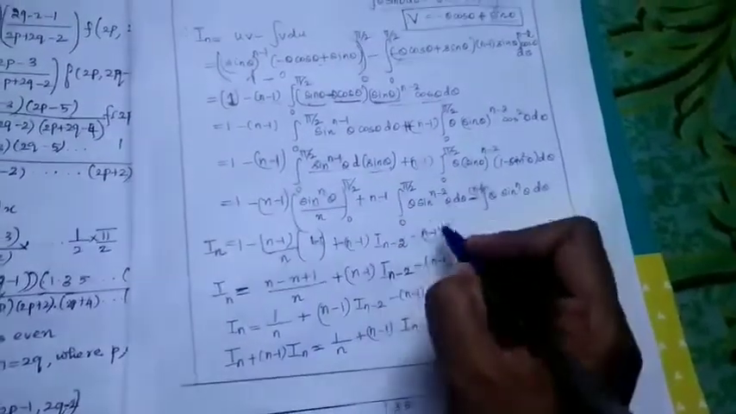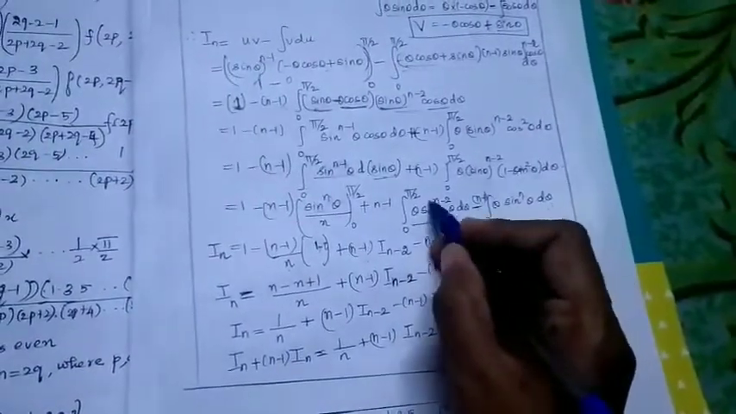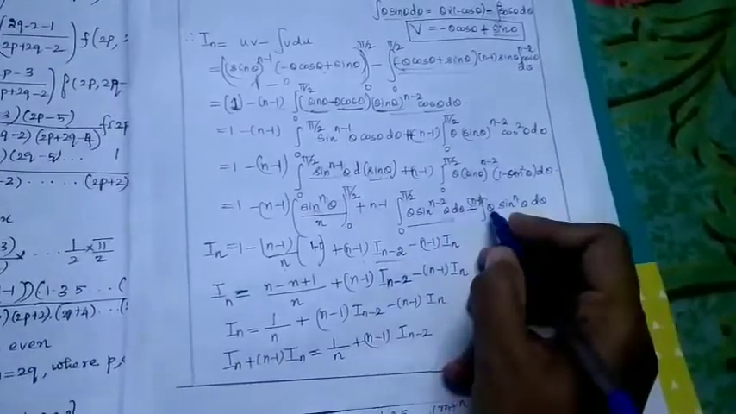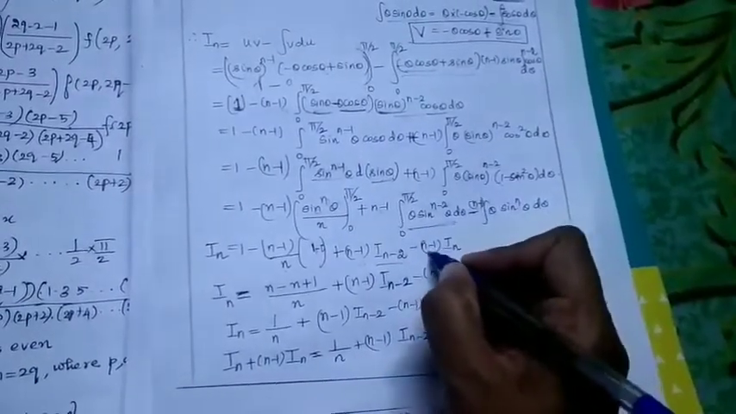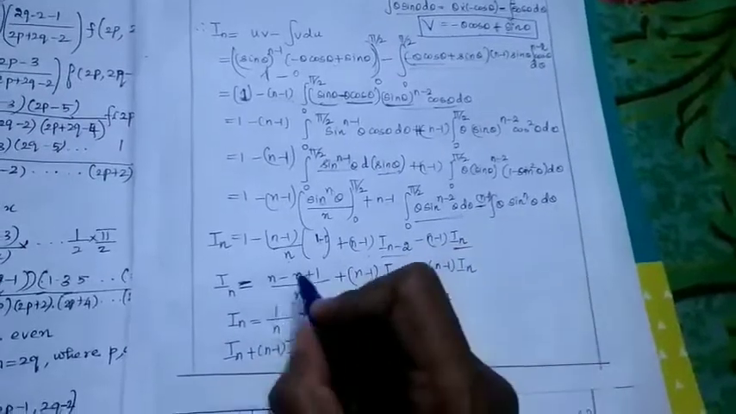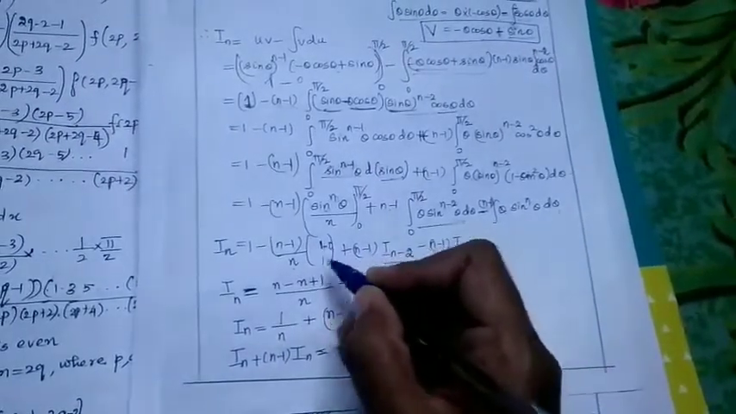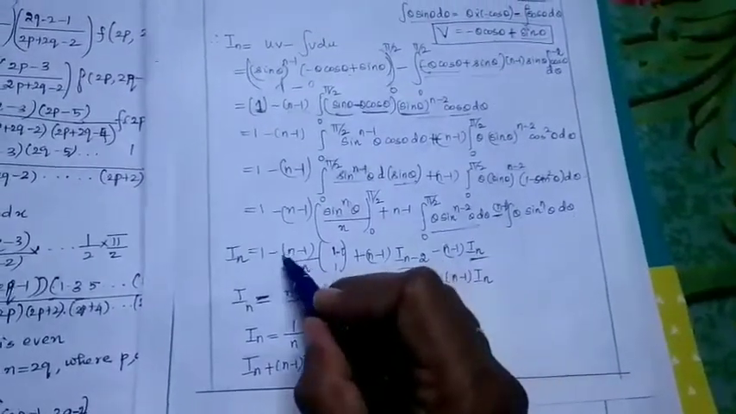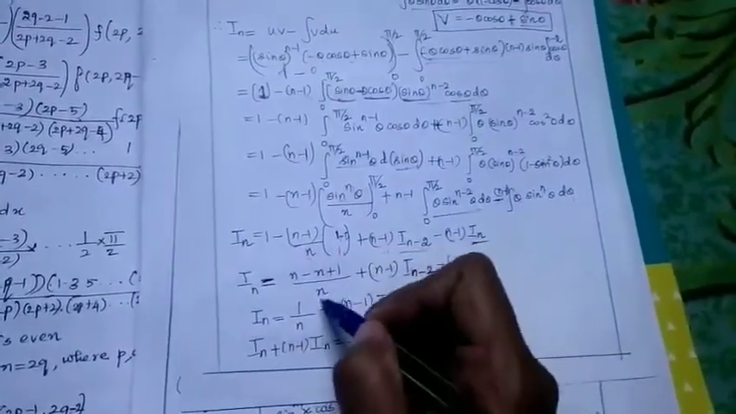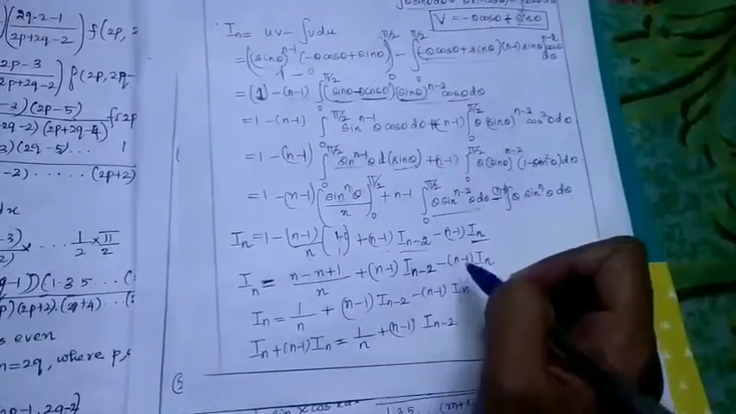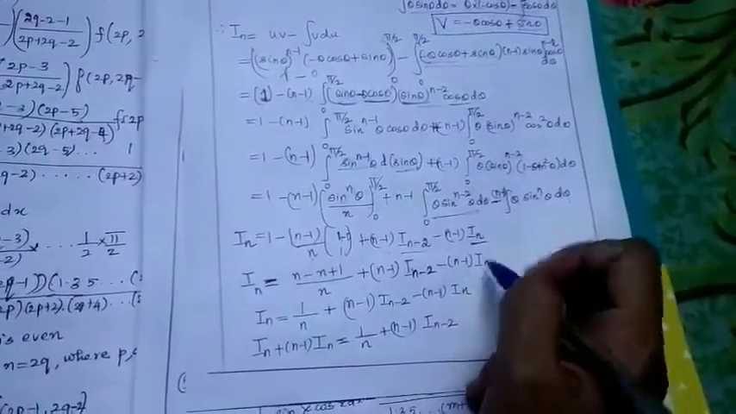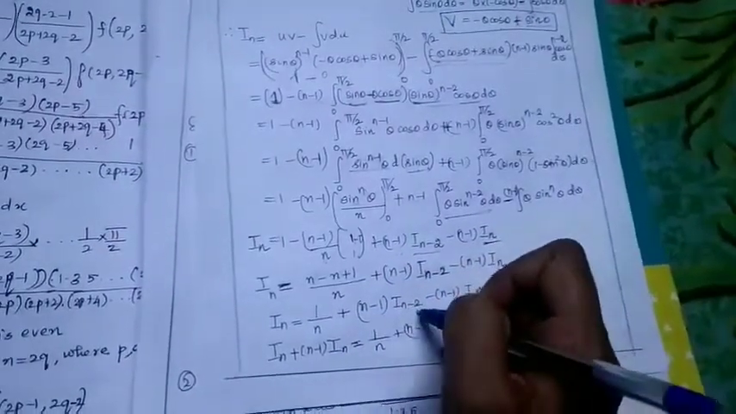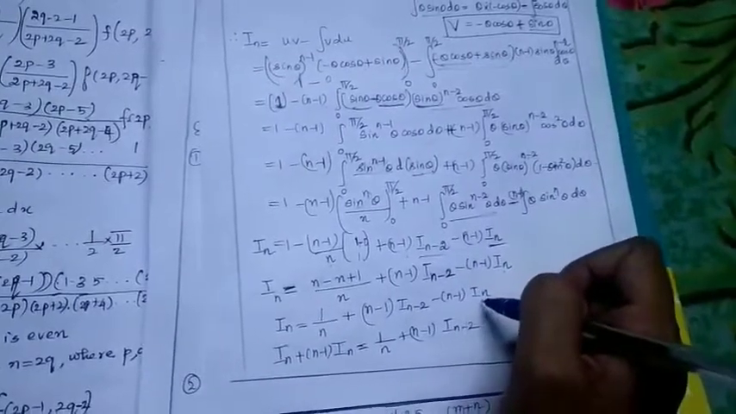Plus n minus 1 into, look at this. This is in the form of I n. In the place of n, we have n minus 2, so we can write I n minus 2. Again, in the same case, n minus 1 into I n minus 2, right? So 1 minus 0 is 1 only. Now you do simplification. So 1 by n plus n minus 1 times I n minus 2 minus n minus 1 times I n, right? Simplify the steps.